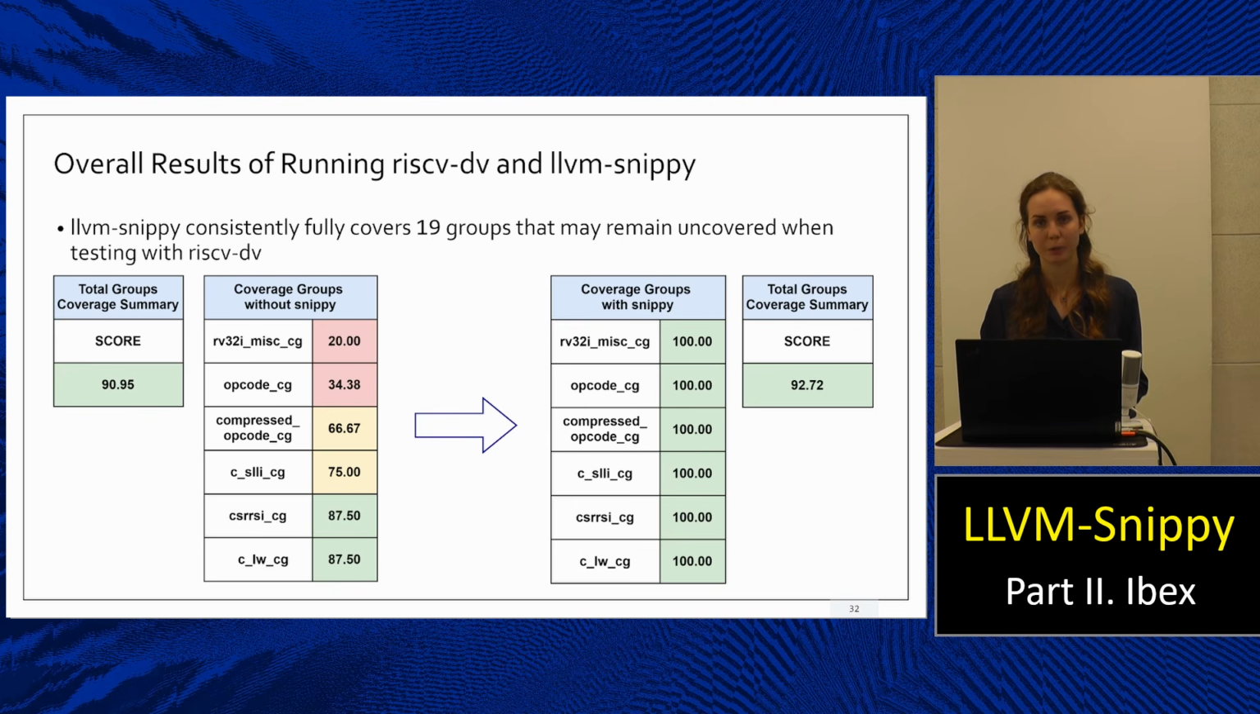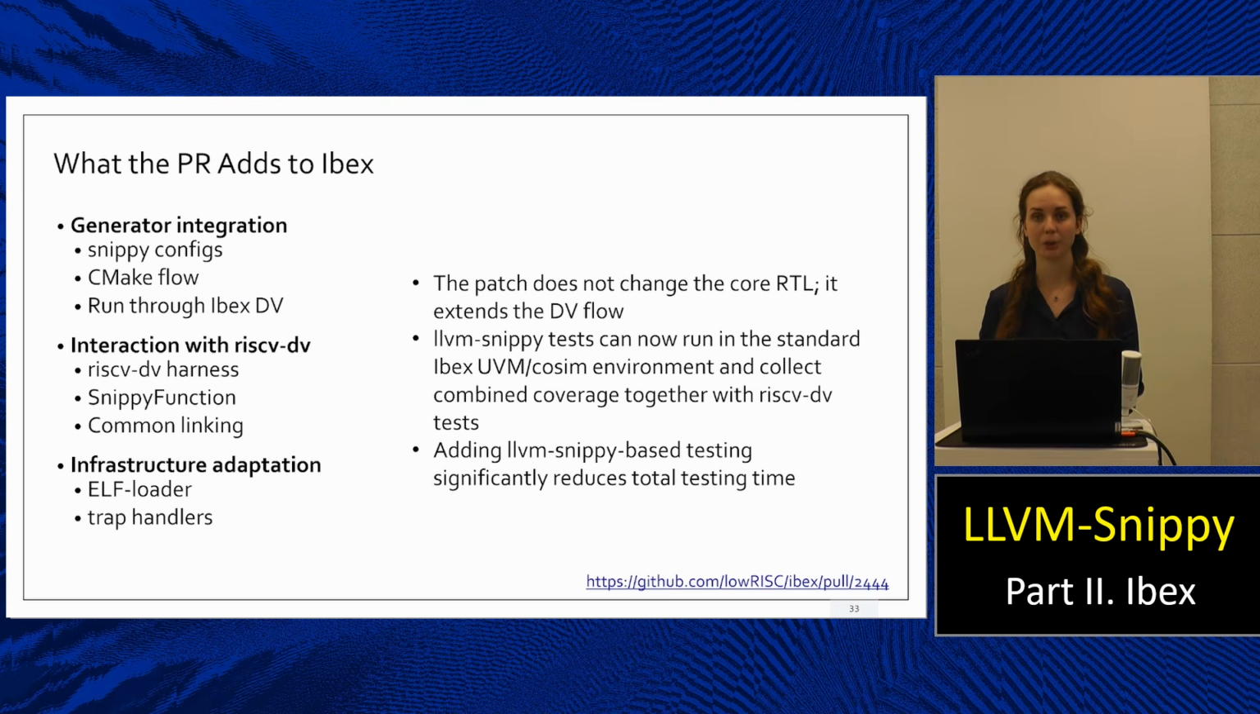riscv-dv covers system and privilege scenarios, while LLVM-snippy helps close unprivileged, instruction-level, and microarchitectural coverage in a targeted way. Putting it all together, the PR adds to Ibex not just separate tests, but full LLVM-snippy support inside the existing DV flow. The first part integrates the generator itself: LLVM-snippy configs, a CMake-based flow, and the ability to run such tests through the standard Ibex DV mechanisms.